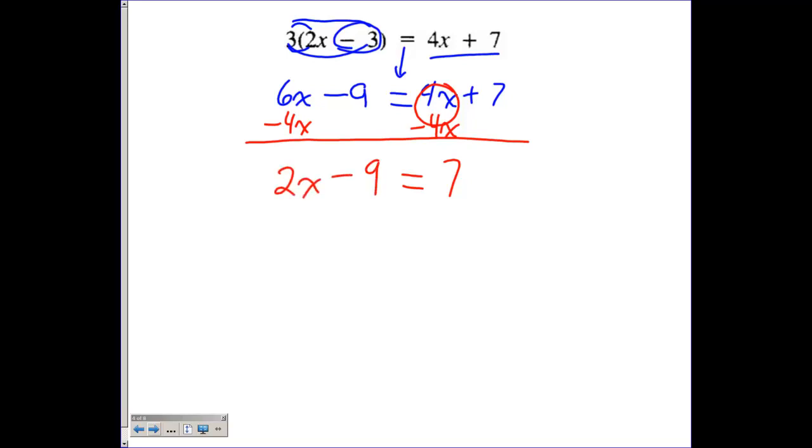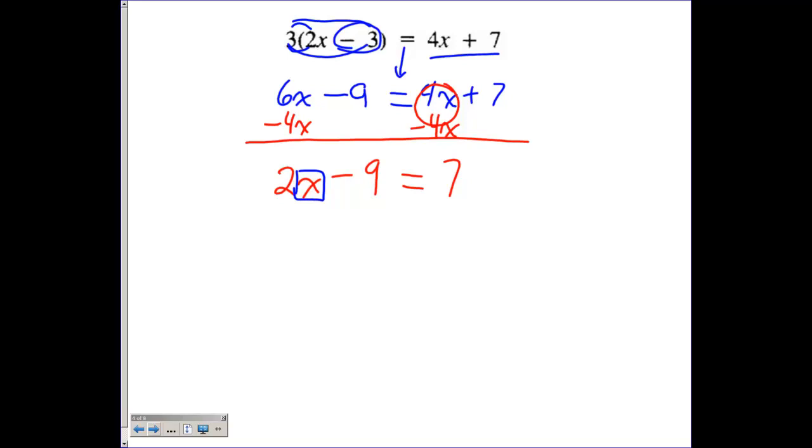Bring down the -9 because that was unchanged. So I've done step 1 and I've done step 2. Step 3 is to isolate the x using reverse PEMDAS. So I'll put a little box around there. It's kind of like an anchor. The number that's attached to that box always goes last, and every other number goes first.